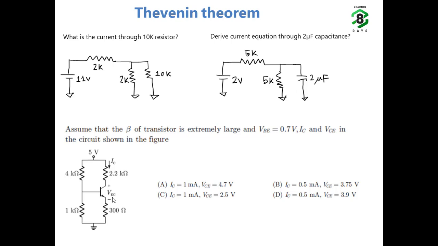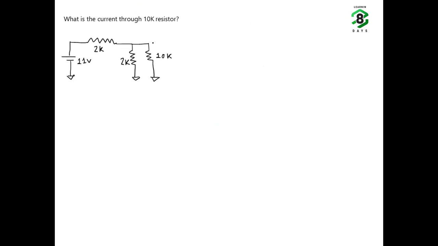Let's go to the first question. To solve the first problem, let's find out the Thevenin's voltage and the Thevenin's resistance at this point, because here our load is 10K. So what does Thevenin's theorem tell? First we will find out the Thevenin's voltage, and to find it, we are going to remove this target resistance. So our new circuit will look like this.